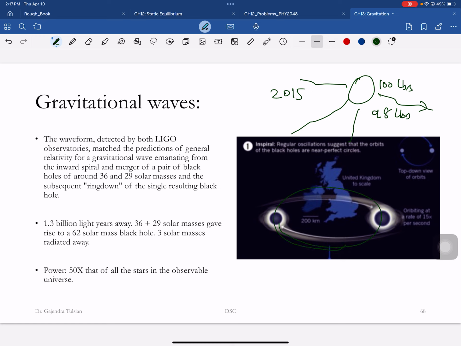When these two black holes were going around each other, they were about 30 solar masses each, 29 and 35, something like that. They were spiraling around each other, and in the last 200 milliseconds, in the last 0.2 seconds, they radiated about 3 solar masses worth of energy. The amount of energy radiated in those last 200 milliseconds was 100 times greater than the energy being radiated by all the stars in the universe.